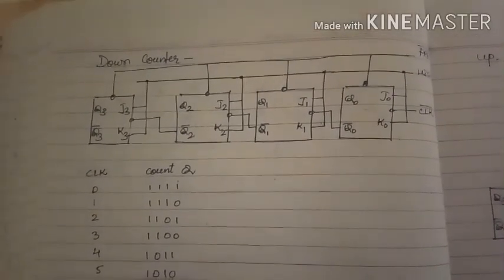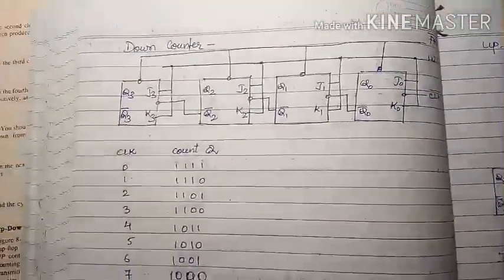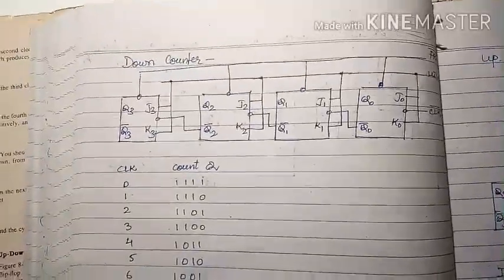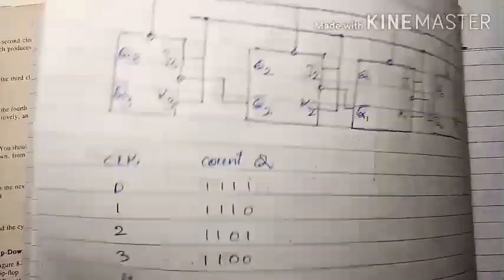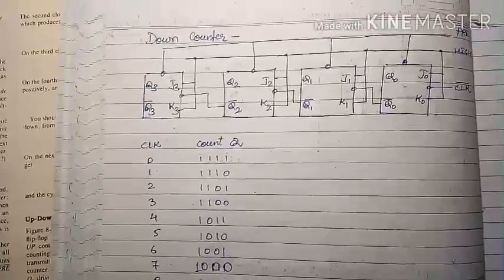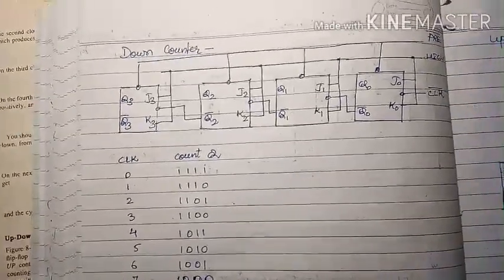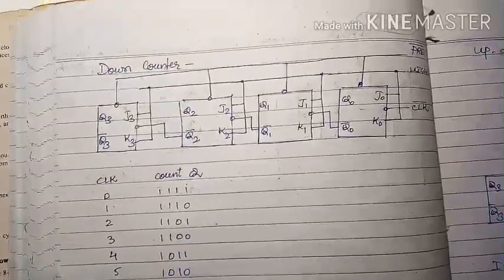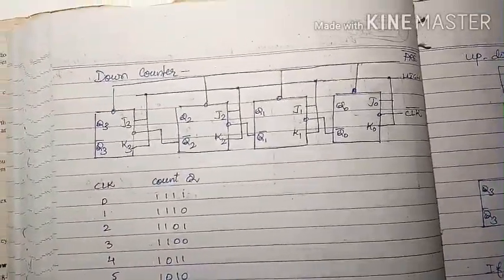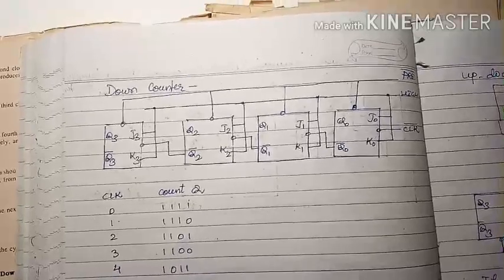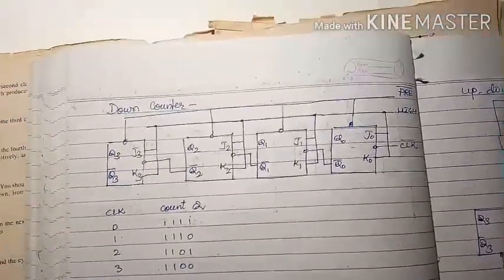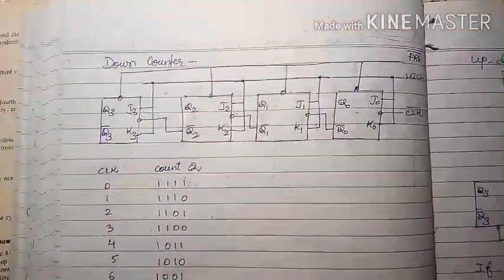In this counter, the flip-flop toggles when its clock pulse input goes from 1 to 0. So this is equivalent to an uncomplemented output going from 0 to 1. Now it comprises 4 JK flip-flops. You can see the circuit, it is connected here.